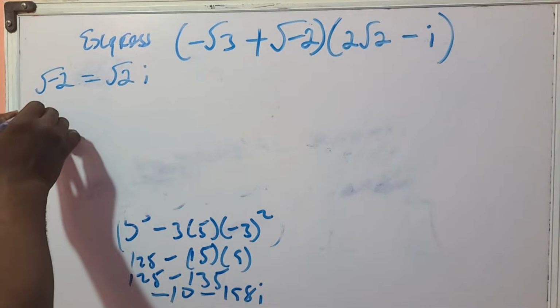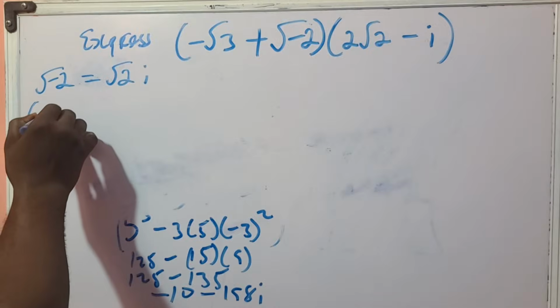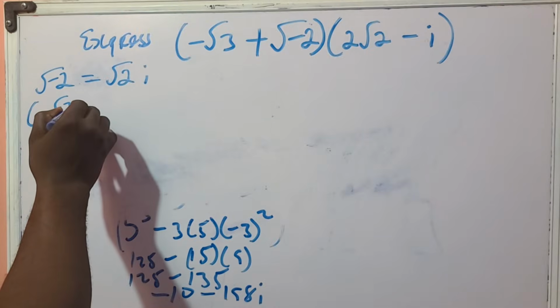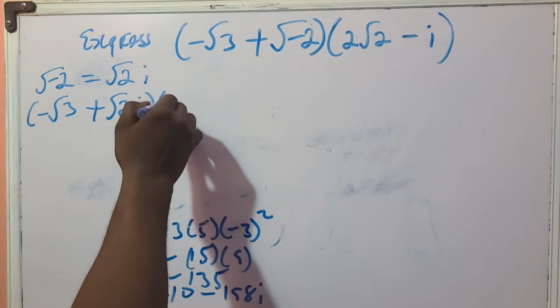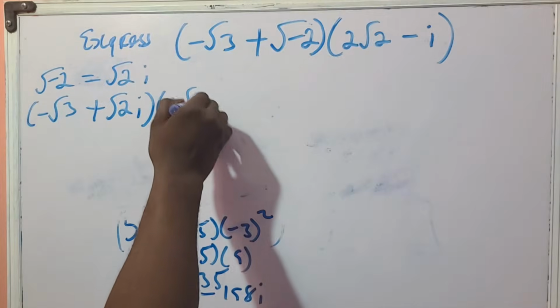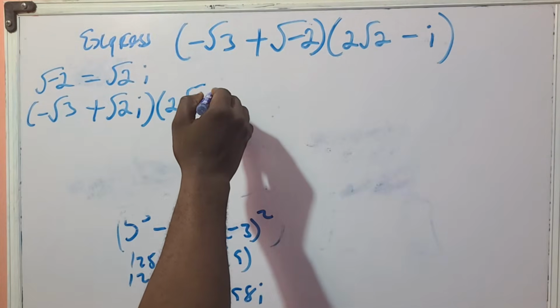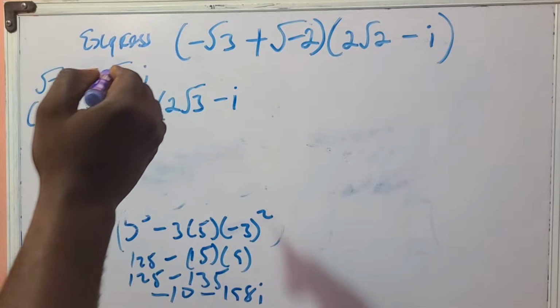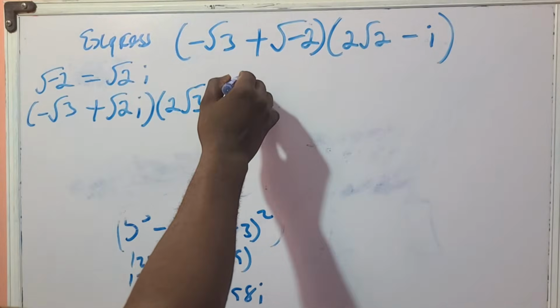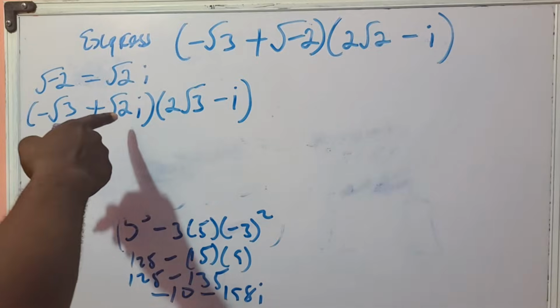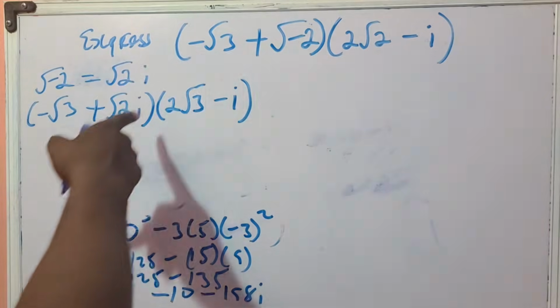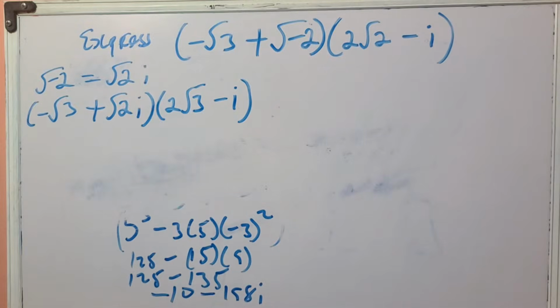So what we want to do now is minus square root of 3 plus square root of 2i, and then you have 2 square root of 3 minus i. This is what you want to have now, because you have been able to replace the square root of minus 2 with square root of 2i. That makes sense, but now the next thing you want to do is to expand this normally.